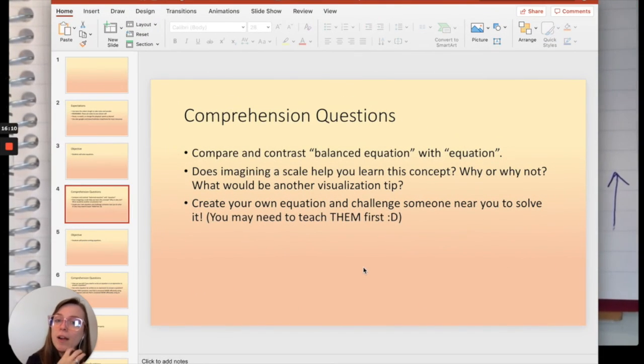Okay, compare and contrast what's a balanced equation versus equation. Does imagining a scale help you? If it doesn't, what's something different you could try? And then create your own equation and challenge someone near you to solve it, but you may need to teach them first.